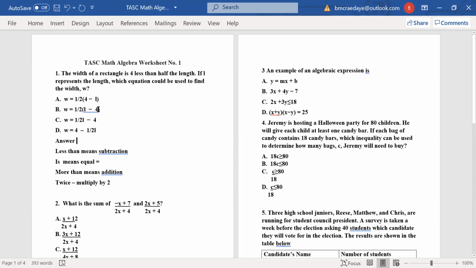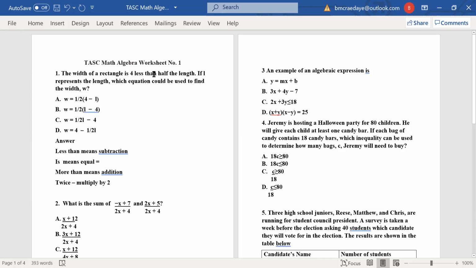Hmm. B is saying length minus 4 and then take half of it. But that's not what it's saying. It says the width is 4 less than half the length. So it's C. Yeah, it's C, because half the length is 1/2 times L. Subtracting 4 means less than, 4 less than, 4 subtracted.